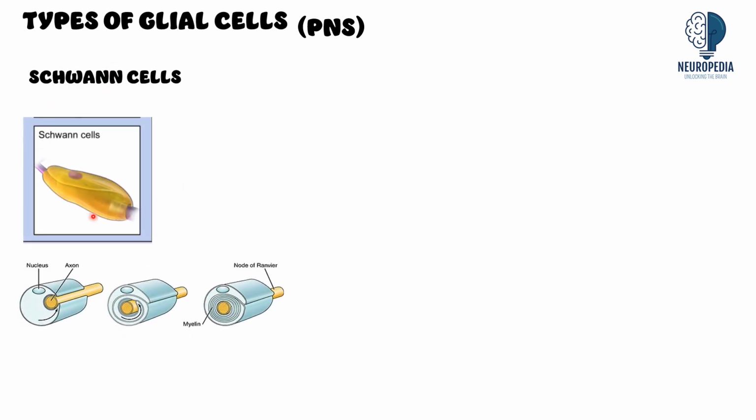Now again, types of glial cells but in the peripheral nervous system. So the first one is the Schwann cells. These are a type of glial cell found in the peripheral nervous system. They are similar to oligodendrocytes that are present in the central nervous system. Schwann cells play a critical role in supporting and protecting neurons. Their primary function is to produce myelin, a fatty substance that insulates axons and speeds up the transmission of electrical signals.